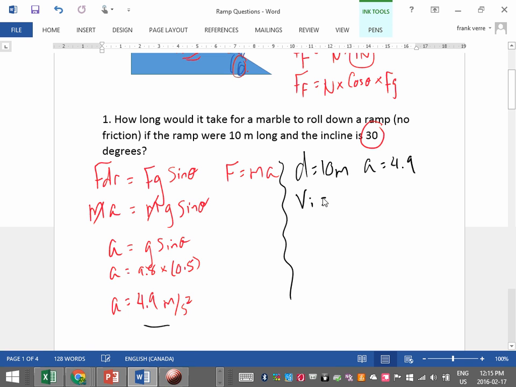Initial velocity would be what? What should we assume the initial velocity is? I'm going to assume it's 0, although we can't answer the question. So we're going to look for time. What equation do we use when we have an initial speed? If we look at the equation with no initial velocity, we could use this one. We could rearrange for t. So t would be the square root of 2d over a.